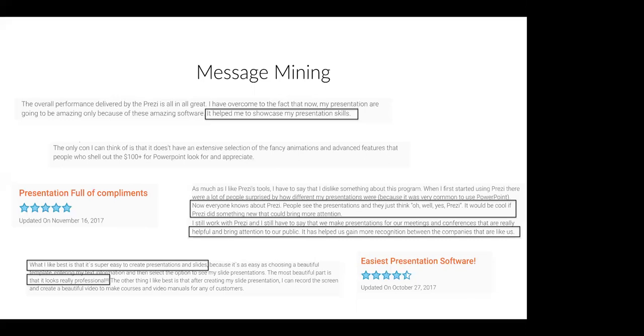People see the presentation and they think, oh, well, yes, Prezi. It would be cool if Prezi did something new that could bring more attention to our public. Basically, we use these different sentences to find common themes and understand what people are saying about the industry, how they feel about it, what their complaints are, what their hesitations are, what are the things that make them really scream in delight and get excited. And you can do this on so many different websites and so many different social platforms.